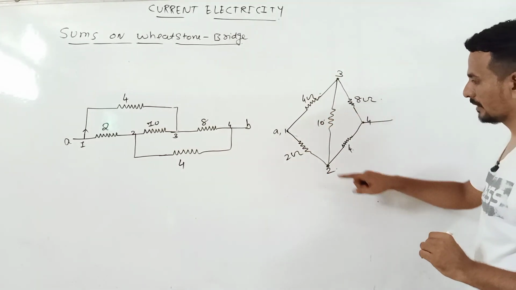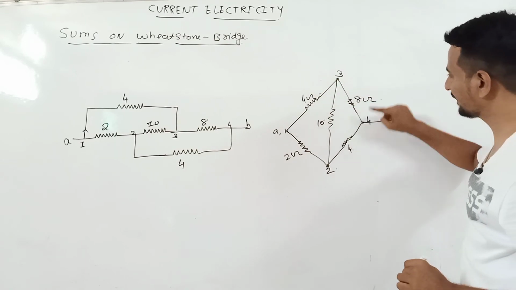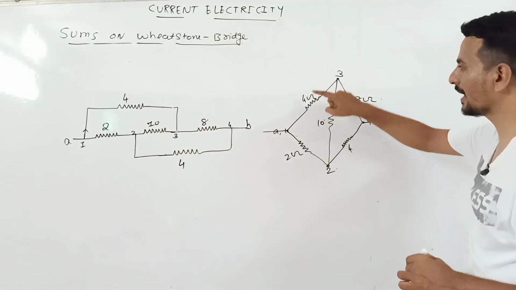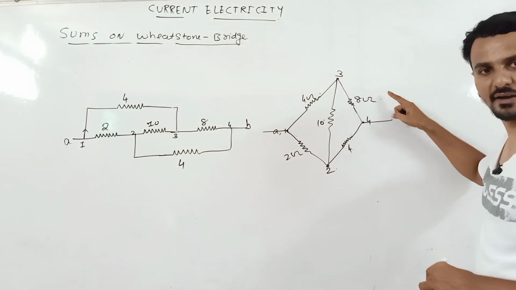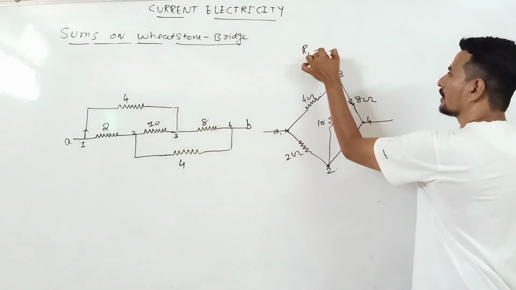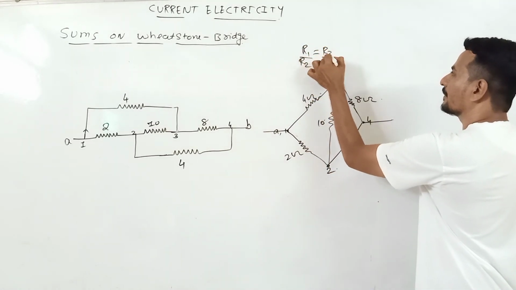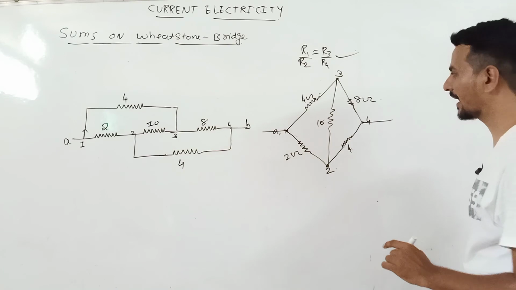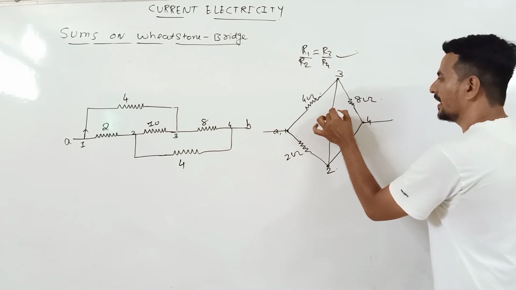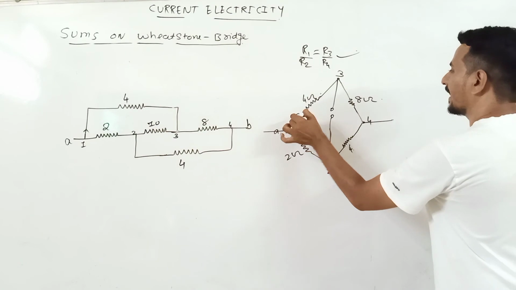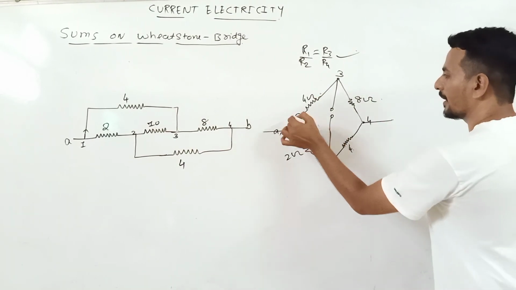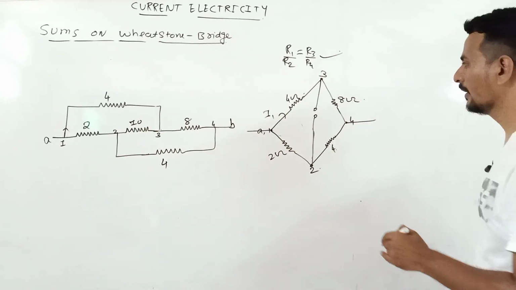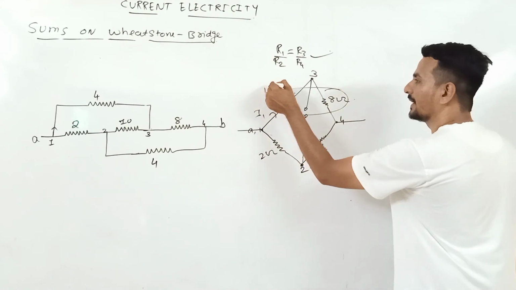So as you can see, R1 by R2 is equal to R3 by R4. First of all, check whether the bridge is balanced or not. So that is 2 by 4 is equal to 4 by 8. Definitely yes. That means the condition of a balanced Wheatstone bridge is satisfied. That means points 2 and 3 have the same potential. So this 10 ohm resistance will be taken away. So now 4 and 8 will be in series because whatever current goes through the 4 ohm has to pass through the 8 ohm. So current remains the same in series. So your answer will be 12.